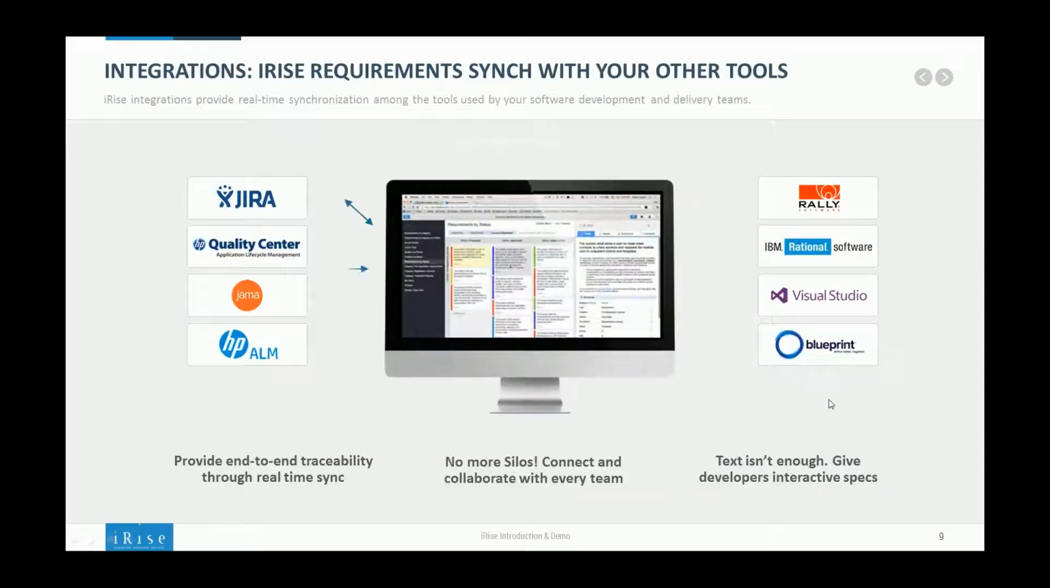Then I mentioned some of the other online tools which iRise actually integrates with. So you can integrate iRise and prototyping with tools like Jira or Jama or Rally or TFS or any of the tools you might already be using. You can sync in real time so that all the teams are seeing the same accurate information, puts everybody on the same page, and brings the power of prototyping to those tools.